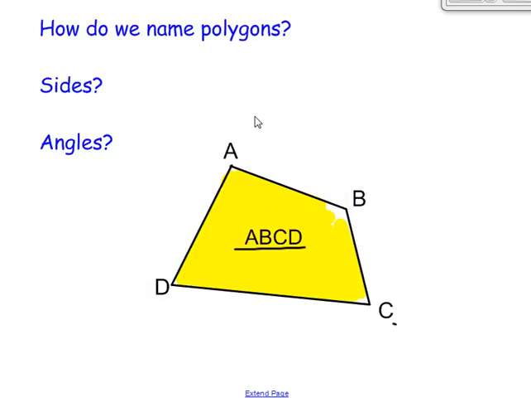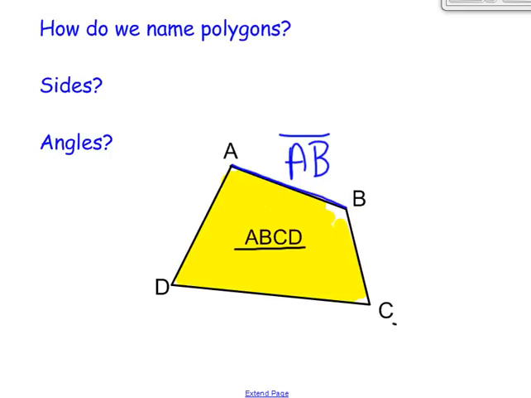Okay, now let's talk about the parts of the polygon. The sides, just like we learned before, are all segments. So the first side is going to be the side right here in blue, and it's going to be side AB. And it's just a line segment. It's AB. We put the line segment over the top of it.